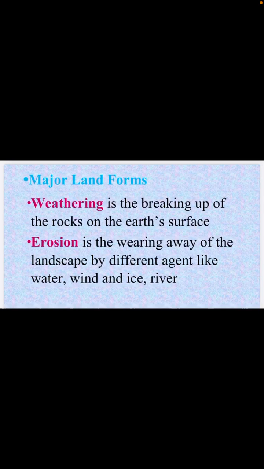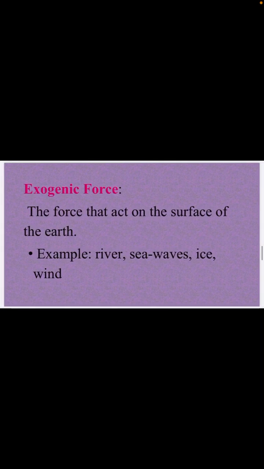Erosion means the wearing away of the landscape by different agents such as water, wind, ice and rivers. Weathering means that when the wind is blowing, the mountain rocks are broken into small pieces, which roll and fall down onto the surfaces. In the same way, when mud and water are carried away by the wind, it is called erosion.